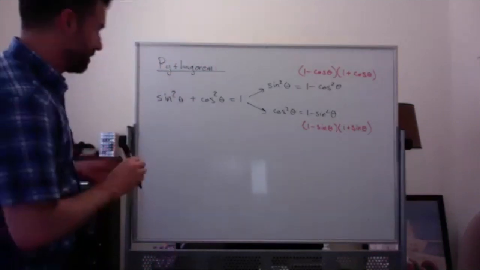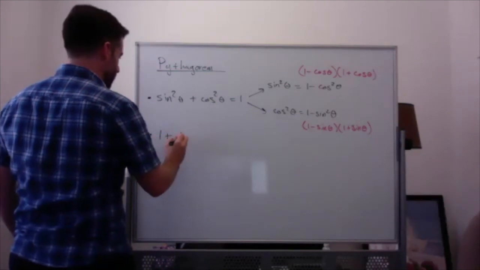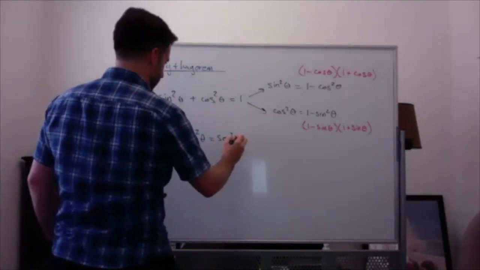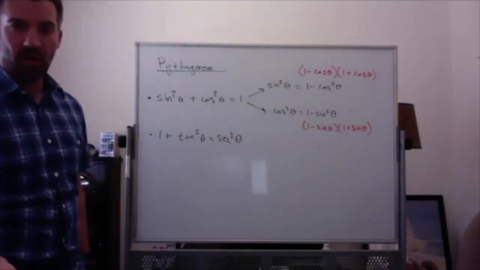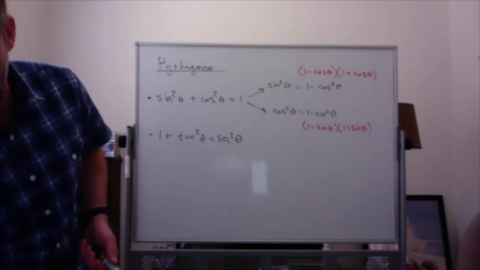We have that 1 plus tangent squared theta equals secant squared theta. Or as I will say over and over again, I tan and get sexy. It's just unforgettable. I know.